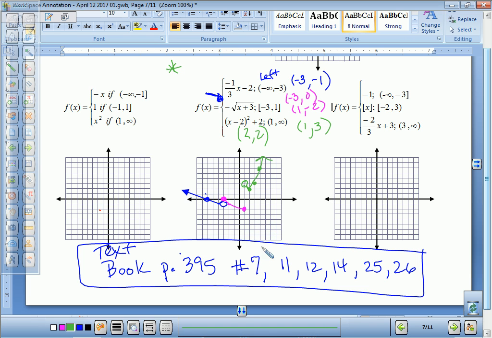Okay. And that's it. That's all we have for today. So evaluating piecewise functions and graphing piecewise functions. Tomorrow, I'm going to give you the graph, and you're going to give me the function. We're going backwards. You get the picture, you come up with this.